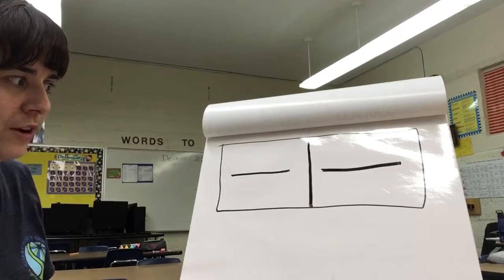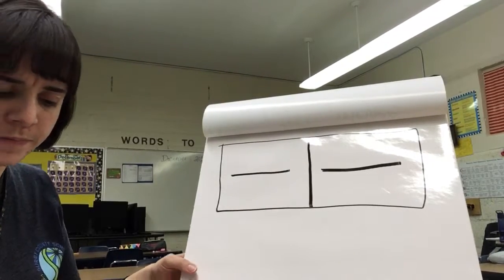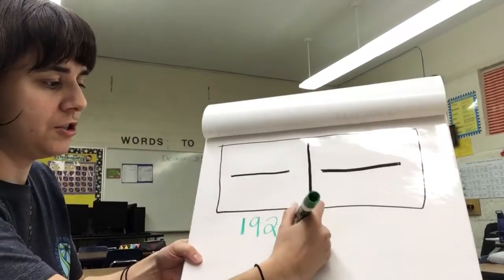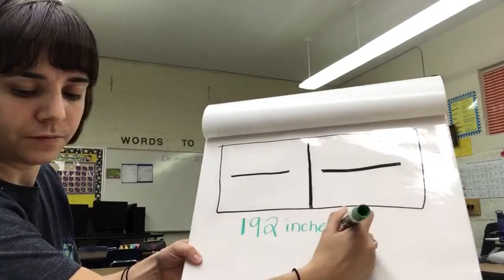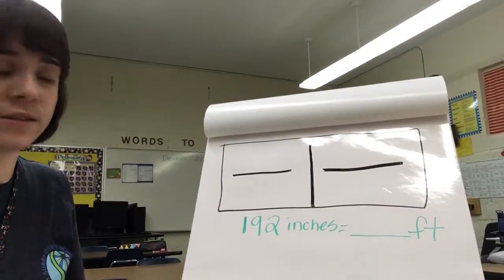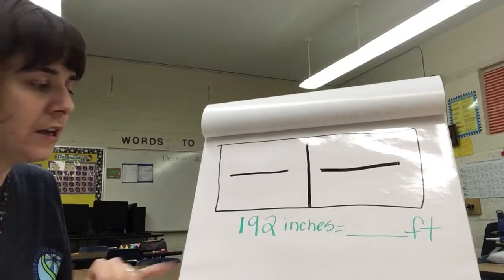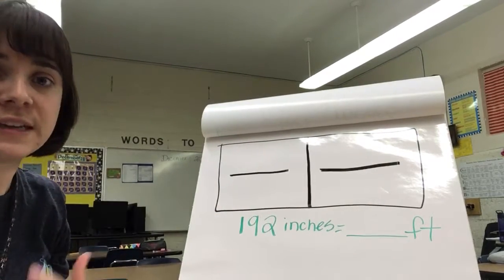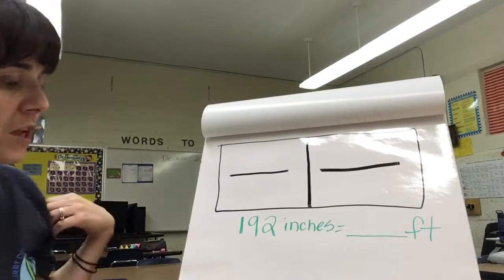So let's say, for example, in my problem that I have 192 inches and I want to know how many feet that equals, okay? So write that problem under your chart, 192 inches. I want to know how many feet that equals, and feet is abbreviated with FT.